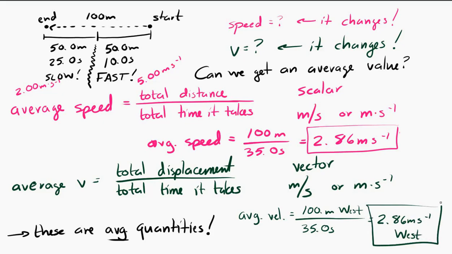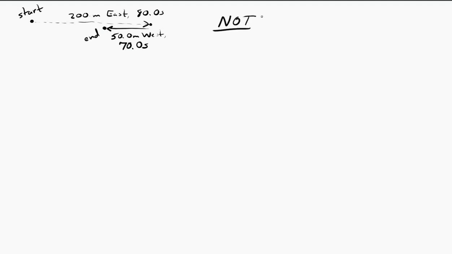Let's look at another example. Let's say you travel on a bike 200 meters to the east, and that takes you 80 seconds. And then you turn around and you travel 50 meters to the west, but that takes you a little longer than you might think. That takes you 70 seconds. Maybe you're a little tired. So this is not uniform motion, clearly, because you changed direction.